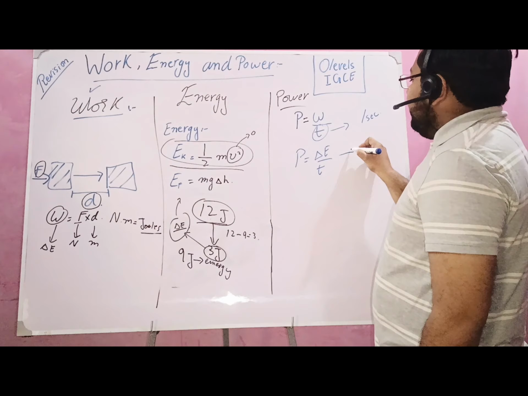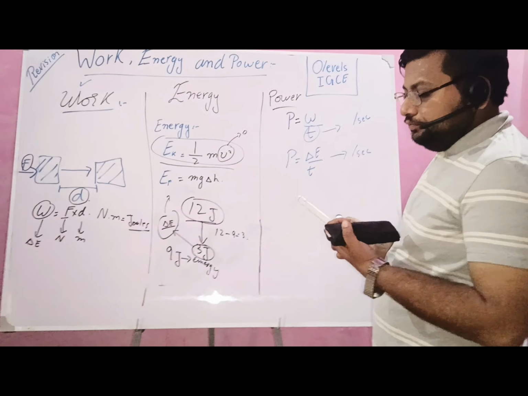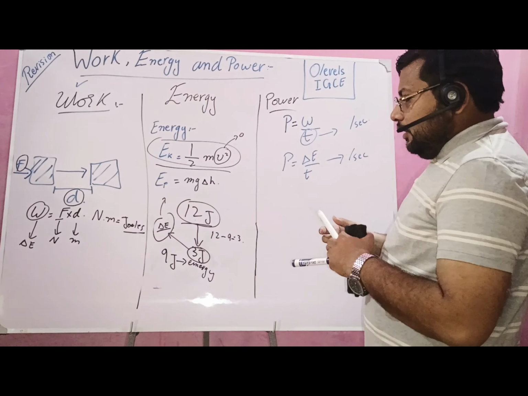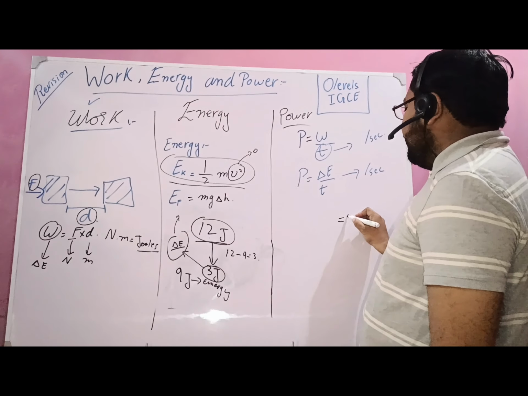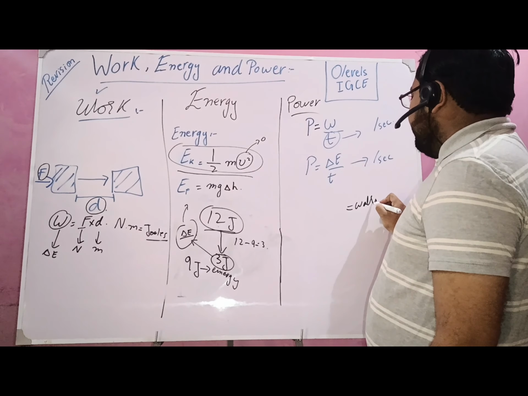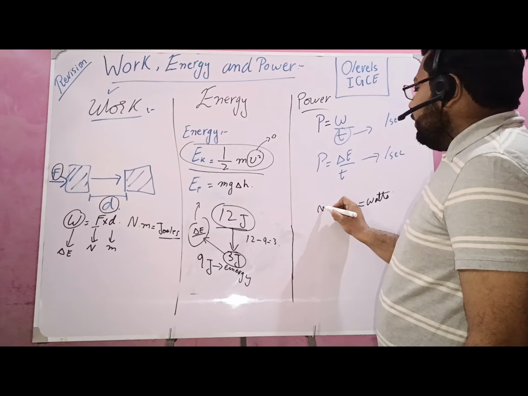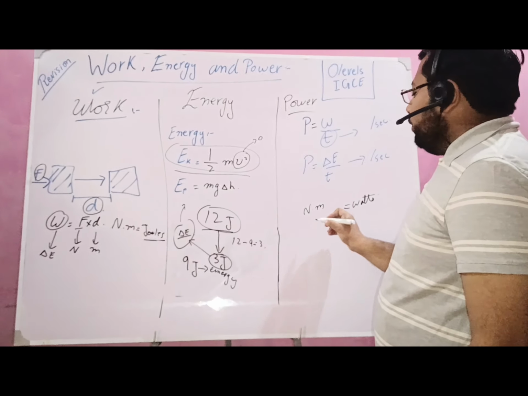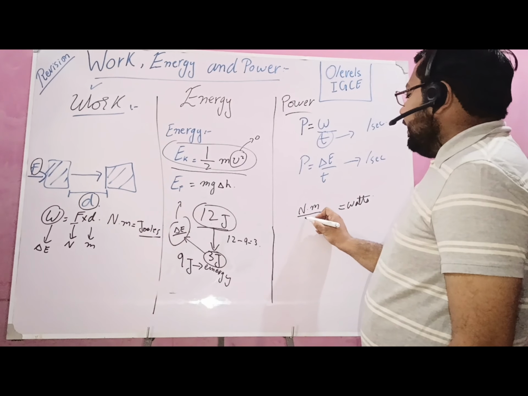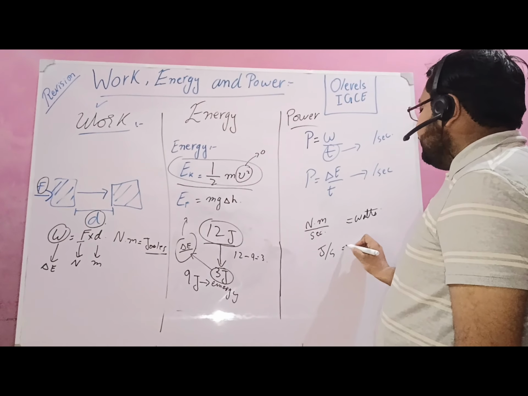So this will also be per second, that is, how much work is done per second. We can derive the unit for power. The basic unit for power is watts, and a watt is equal to the unit for energy, that is Newton meter, or work, which is also Newton meter, that is joules, divided by seconds. So joules per second is watts.